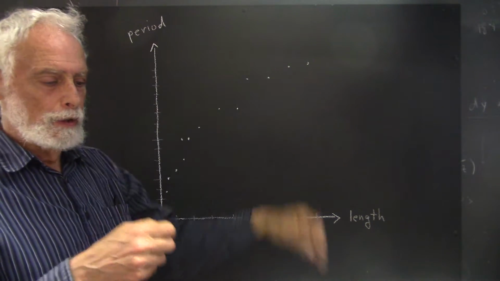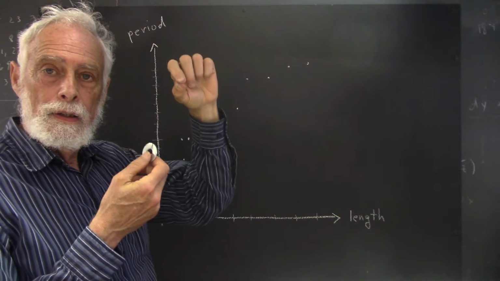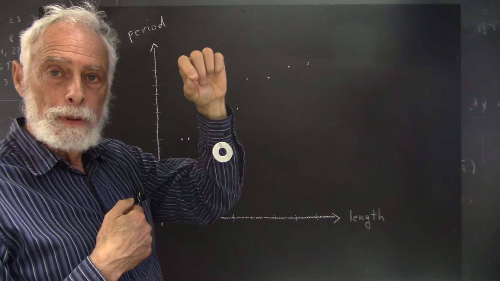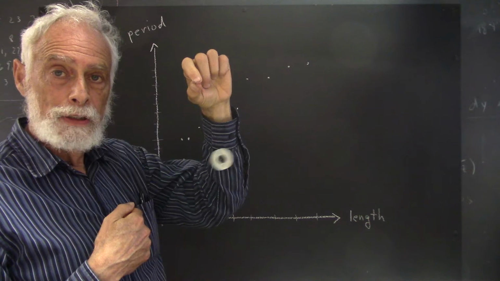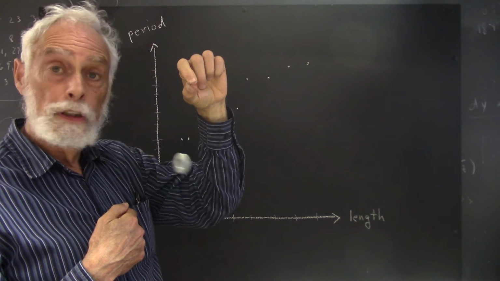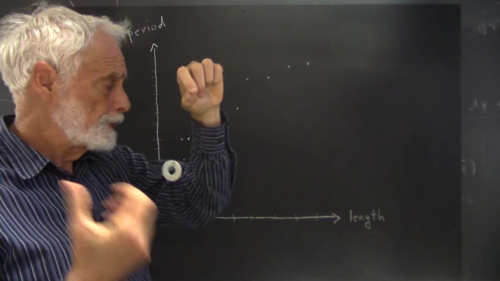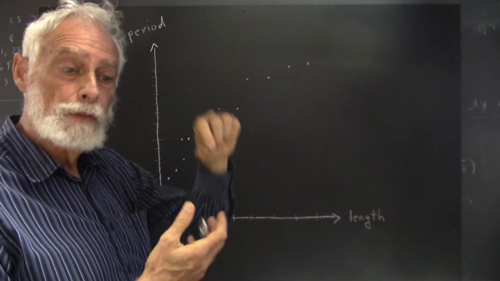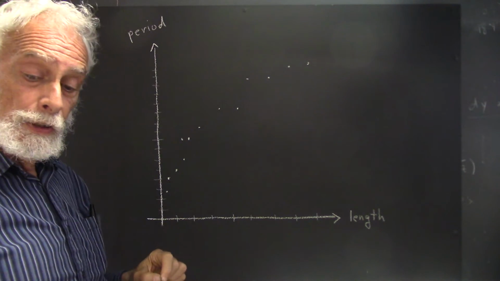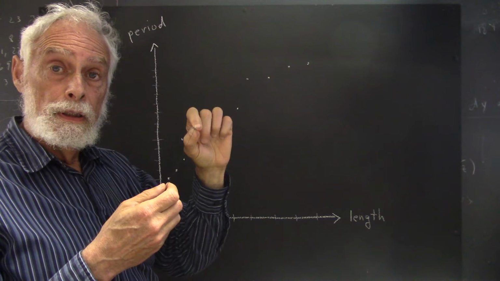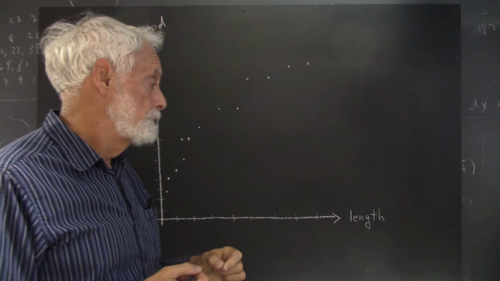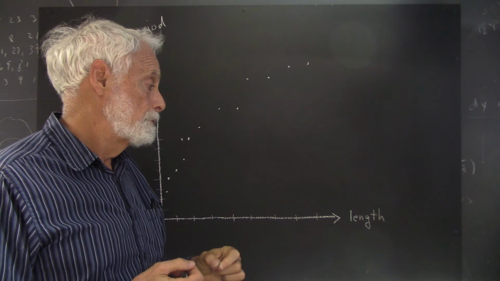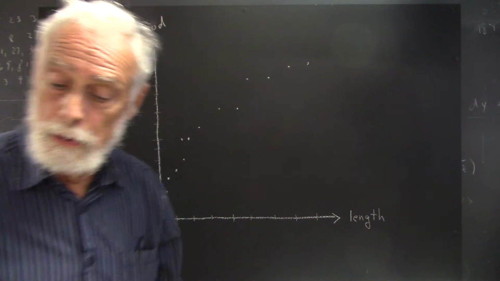Now, if I change the length of the pendulum, what's going to happen? I'm going to get more cycles. It's oscillating with a greater frequency. So I'm going to get more cycles in 60 seconds. I'm going to get more cycles in whatever time interval I time. So the shorter the pendulum, the more cycles you get, the longer, the fewer.